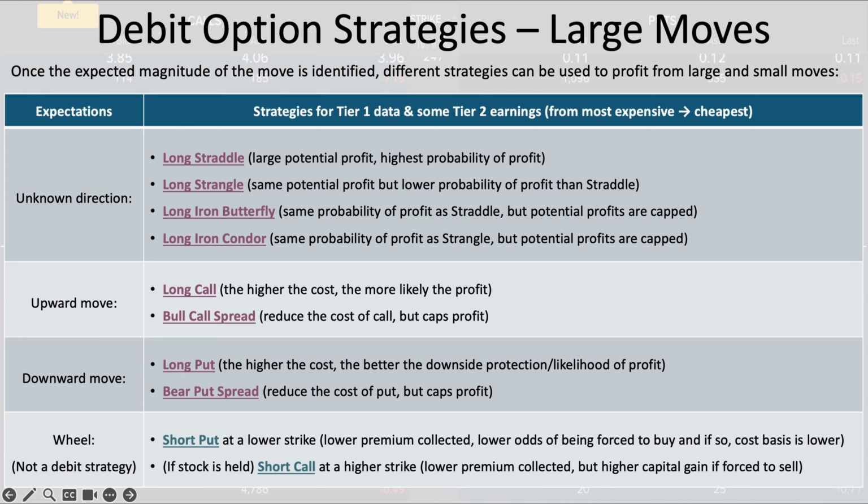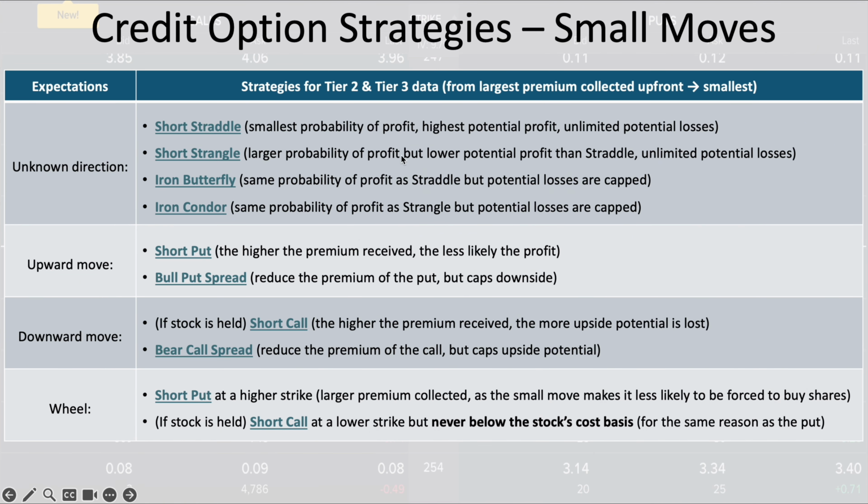So on the other hand, if you expect a small move, again, these are strategies in which you don't pay, you usually receive cash, because the purpose of profiting from a small move is basically to sell options, all right, because you keep the premium, the move is small, you are not assigned, and you keep the premium for yourself. So this is basically the mirror of the large moves.